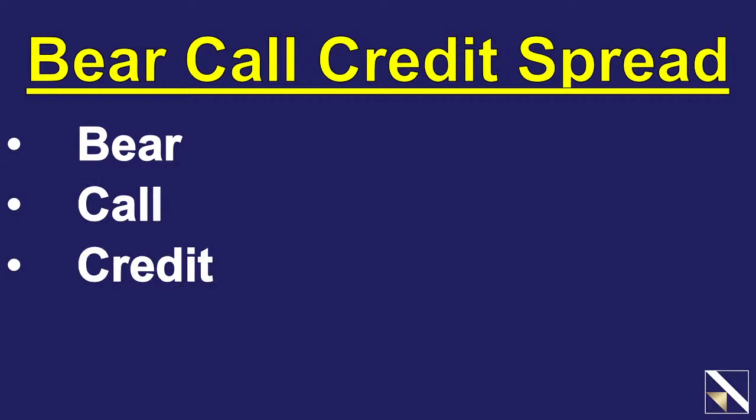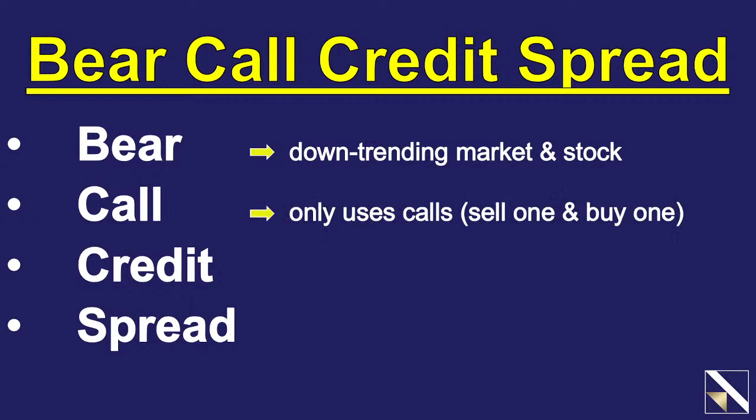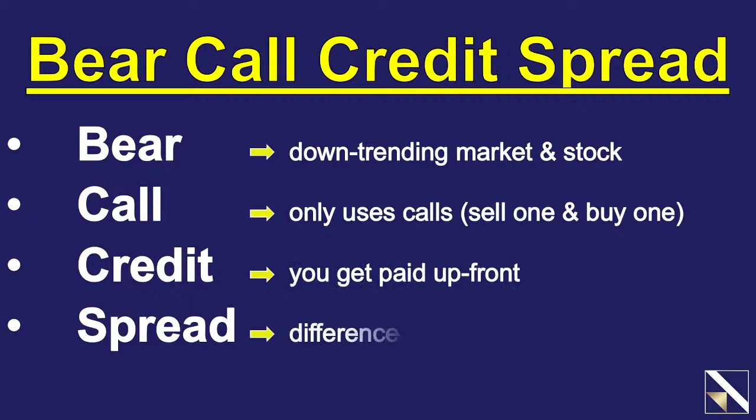So we're going to break it down by word again. I'm going to go a little bit faster. Bear means you're bearish. So you're going to do it when the market is in a downtrend. Or, well, I'll just say it's best when the market's in a downtrend, and you want to find stocks that are in downtrends as well. Find bad stocks in a downtrend, and the market's in a downtrend. We're only going to do calls, so we're going to sell one and buy one at the exact same time. And again, we're going to get paid up front, and the spread is just the difference between the two strike prices. So if I were to draw this out again, let me get my pen.